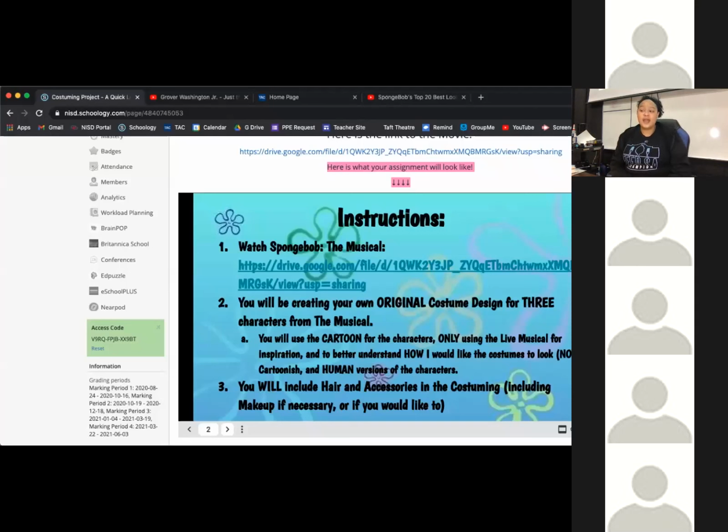You will include hair and accessories in the costuming. So that is something that we don't usually do. And you would include makeup if it's necessary.